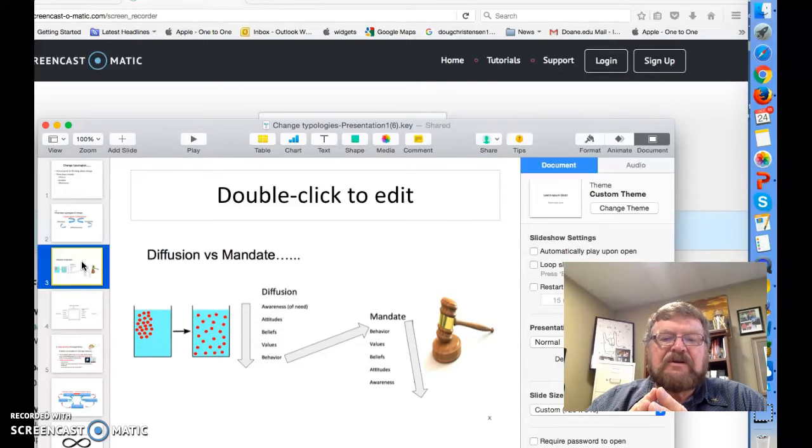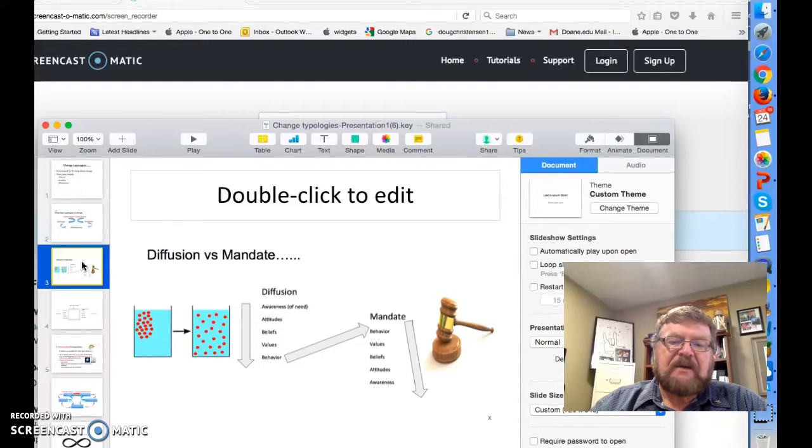So when you do diffusion, you spend a lot of time at the beginning talking about the need for the change, so that you build a high enough level of awareness of the need for the change that it begins to change people's attitudes. Politicians do this when they repeat things over and over and over again, trying to create awareness of a need so that attitudes begin to change around it.